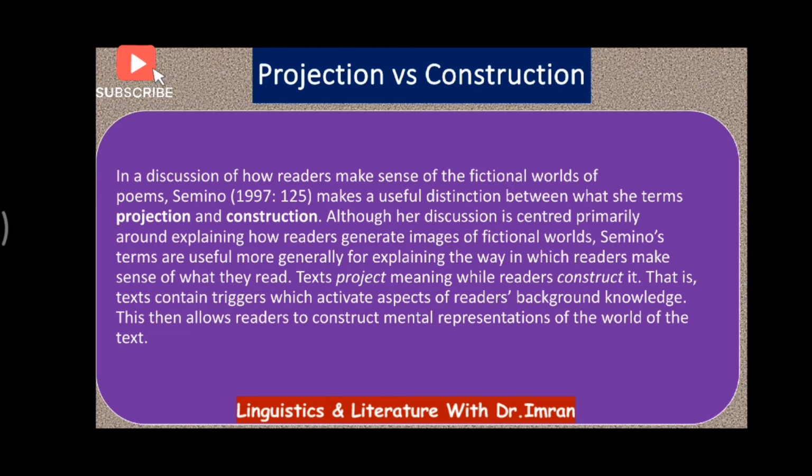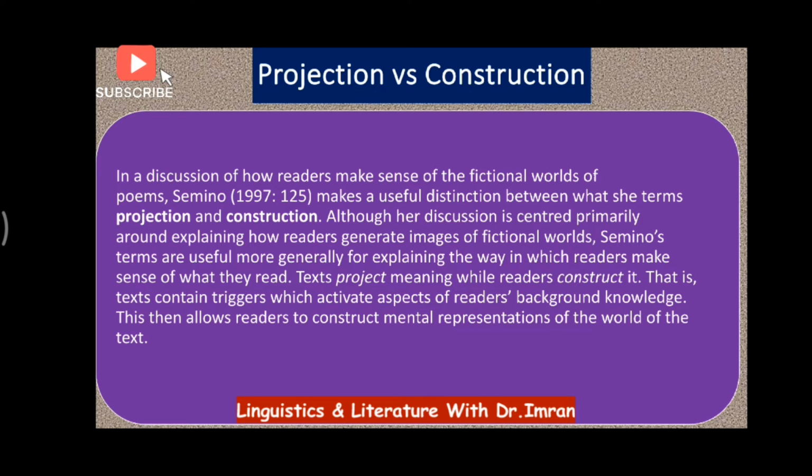So text, it triggers what? Your background knowledge. So text, it projects. And then you're going to do what? To construct meaning of the text. How do you construct meaning of the text? You already have background knowledge in your mind. So this then allows the reader to construct a mental representation of the world of the text, right?